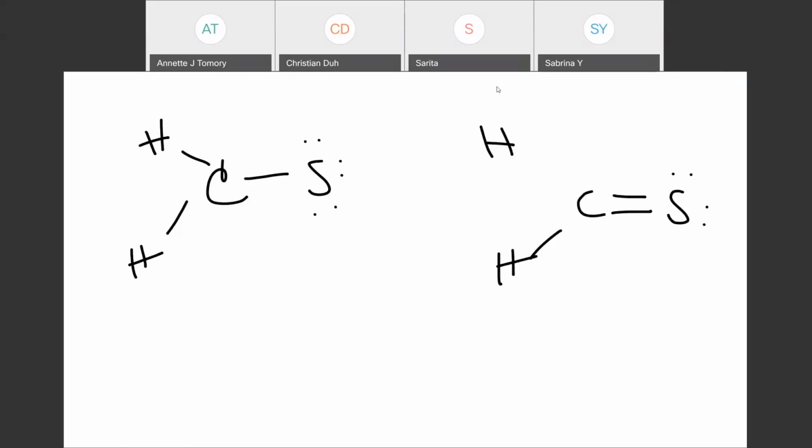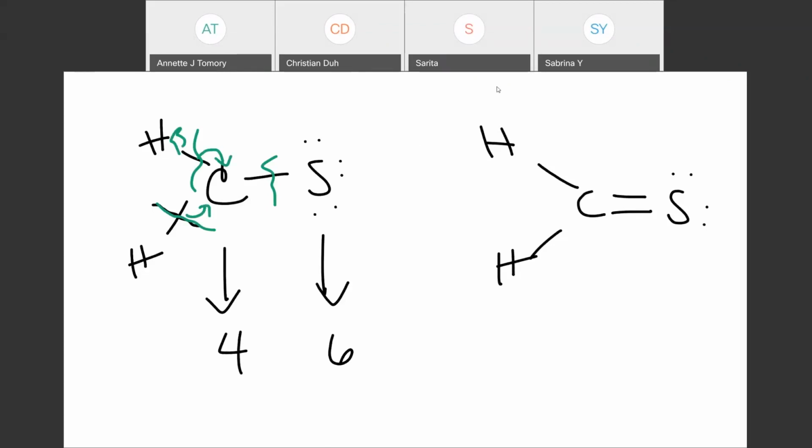Okay, so these are the 2 structures we're trying to decide between, right? Yeah. Carbon brought in 4 electrons, while sulfur brought in 6. If I break each one of these bonds in half and say 1 electron's going to carbon, 1 electron's going to hydrogen, and I do that for every single one, how many electrons does carbon have around it right now?